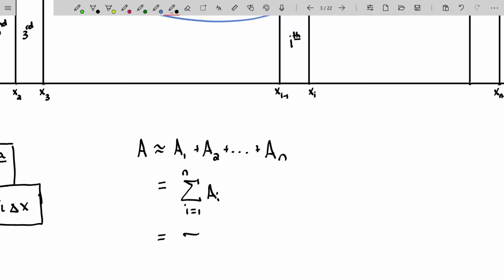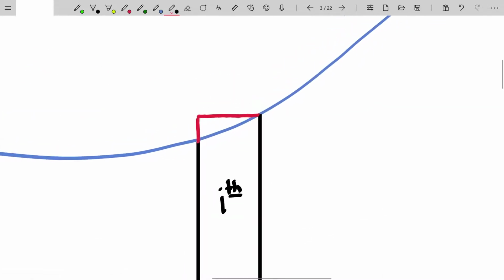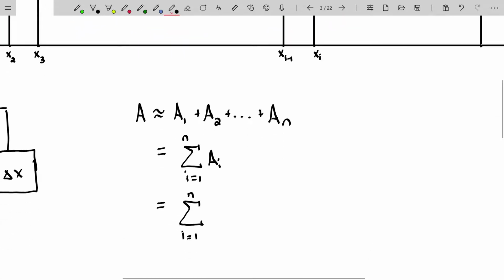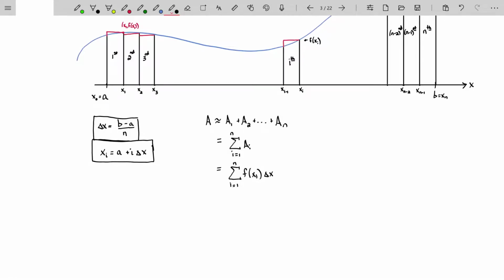So let's see, this is going to be the summation, i equals 1 to n. The height of that rectangle is f at x sub i. That's the height right there, f at x sub i. So we're going to go ahead and write that down: f of x sub i. And then its width, just like all the other rectangles, is delta x. And that was called a Riemann sum.